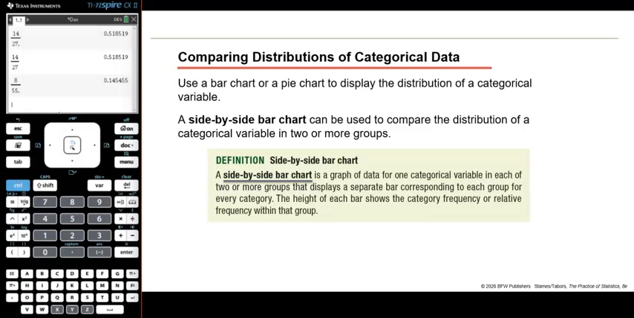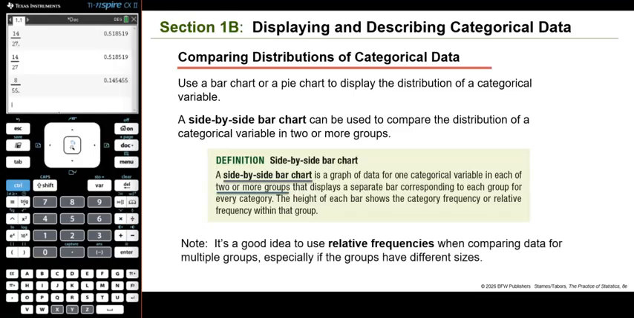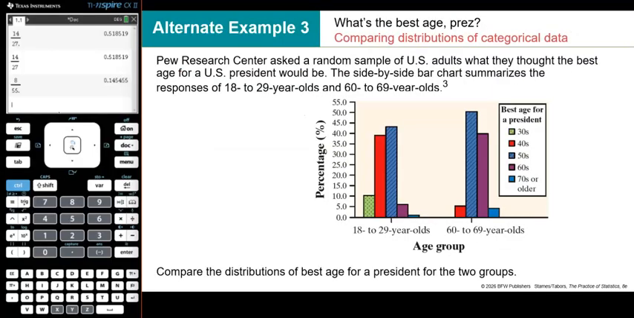A side-by-side bar chart is a graph of data on one category in each of 2 or more groups displaying the bars. It's really nice to use colored ones or shaded appropriately. Use relative frequency. If you're comparing 2 different size groups, it doesn't make sense to use frequency. So use relative frequencies, use percentages when you're comparing data. That's a good idea to do. It's a little hint there for you.